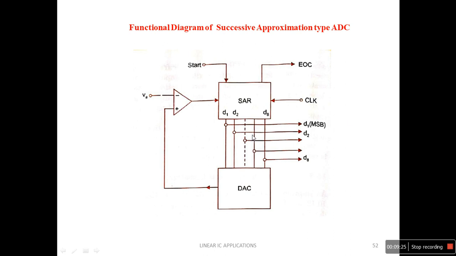In a similar way, this SAR initially sets the MSB to 1 with all other bits 0, and the output is compared with the analog input voltage. If the analog input voltage is greater than the DAC output, it leaves that bit, the MSB, as 1, and the next successive bit D2 is made 1, that is 1 1 0 0. Otherwise, if VA is less than that, it resets the MSB bit and makes the D2 bit 1, then 0 1 0 0.